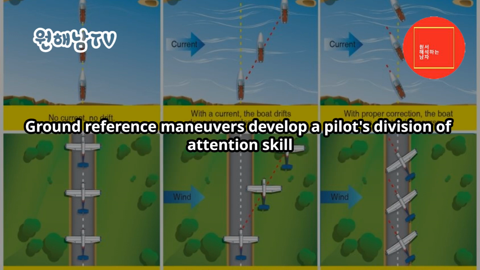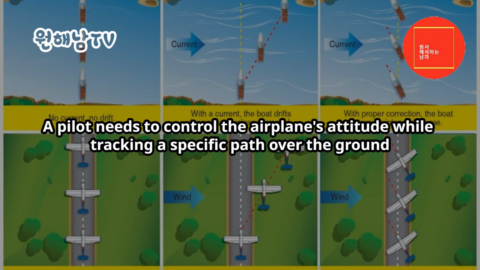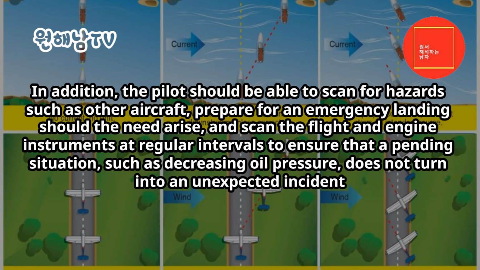Ground reference maneuvers develop a pilot's division of attention skill. A pilot needs to control the airplane's attitude while tracking a specific path over the ground. In addition, the pilot should be able to scan for hazards such as other aircraft, prepare for an emergency landing should the need arise, and scan the flight and engine instruments at regular intervals to ensure that a pending situation, such as decreasing oil pressure, does not turn into an unexpected incident.